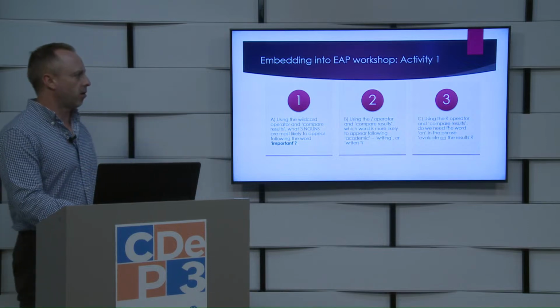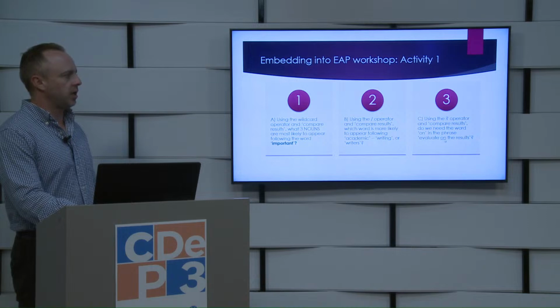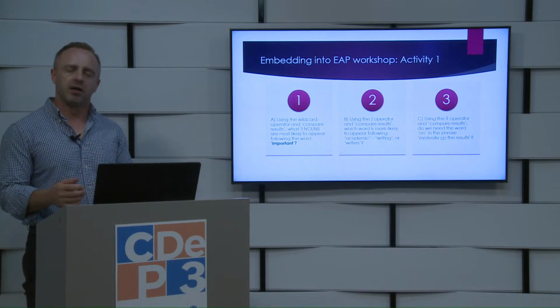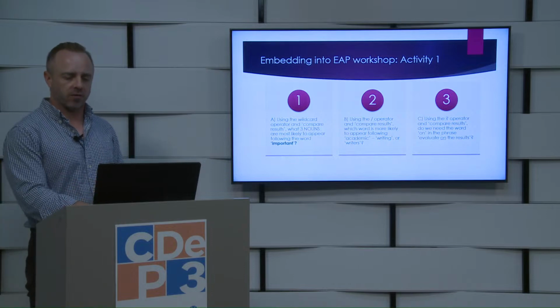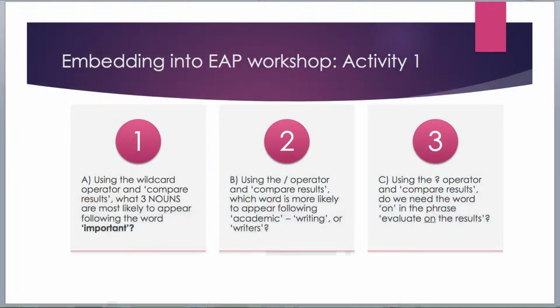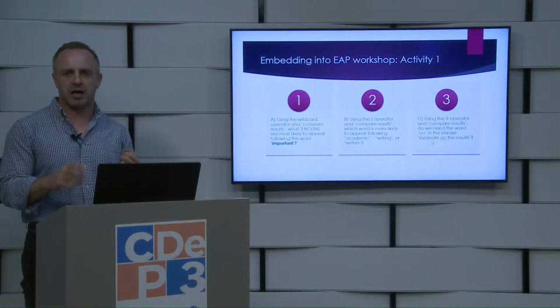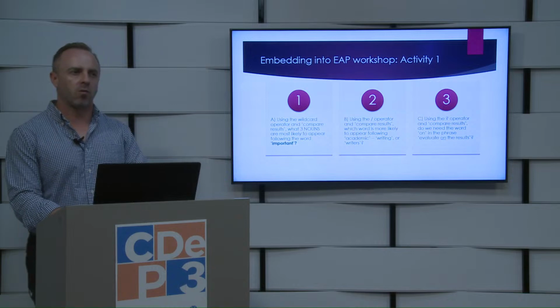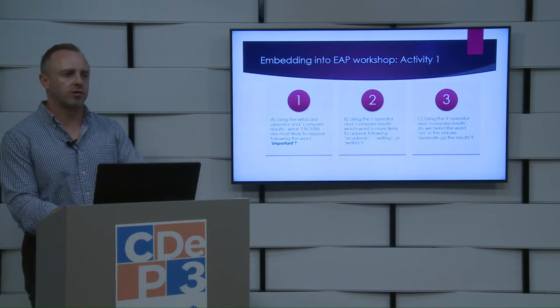Similarly, the question mark operator allows you to see if a word in a given phrase or expression is necessary, or maybe it could be taken out. So a common error that our students make is "evaluate on the results". Do we need the word "on" there? I can put the question mark next to "on", and it will give me the answers for "evaluate on the results" and "evaluate the results". And from that, I can make a decision about which expression I want to try to use.